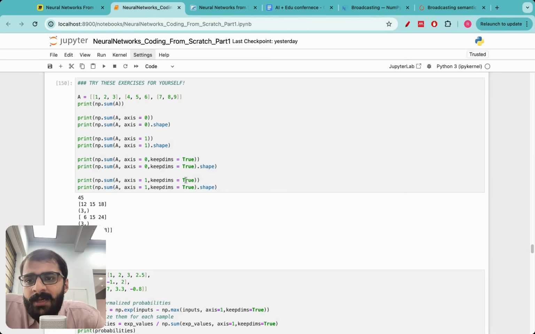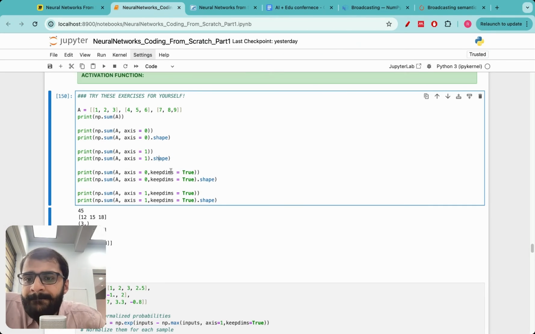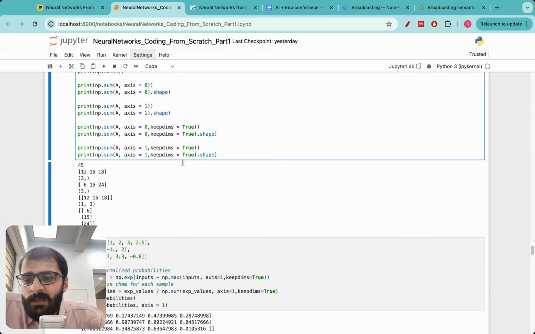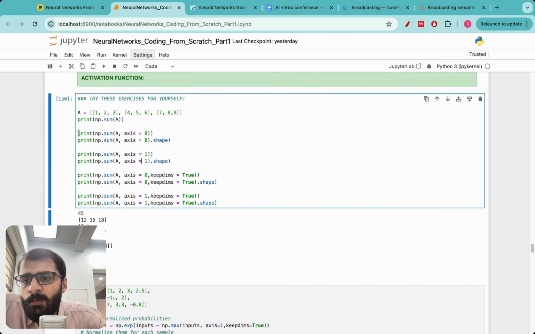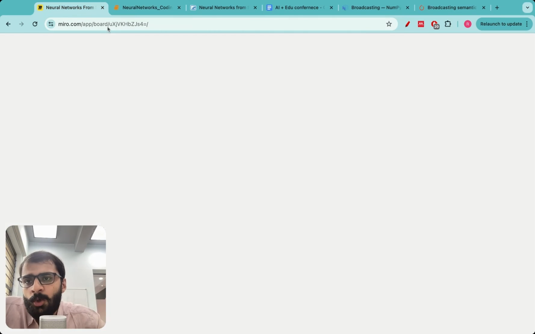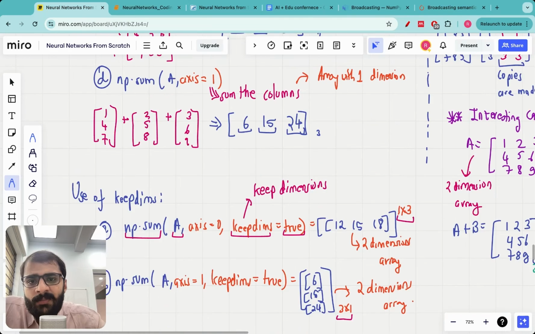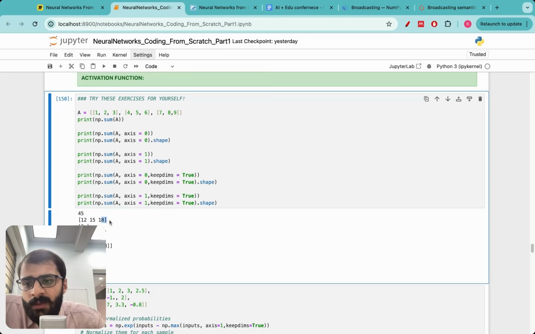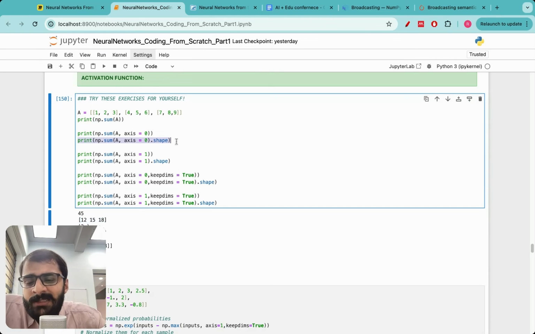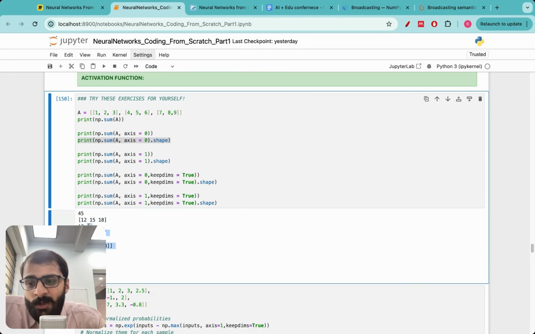And I have implemented the code for this in Python. So here you can do np.sum, and it will give 45. But if you print np.sum of a with axis equal to 0, it will sum along the rows. So we will get an answer of 12, 15, and 18, which is what we have got here. And if you print the shape, as I mentioned, it will be a one dimensional shape since you are not using keepdims equal to True. So it will be just 3 because it's a one dimensional array.